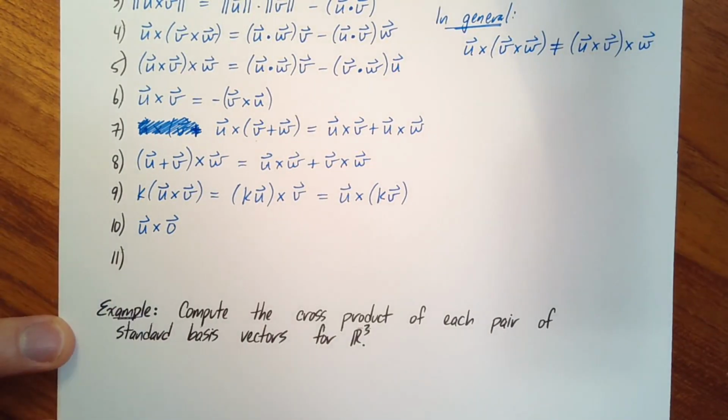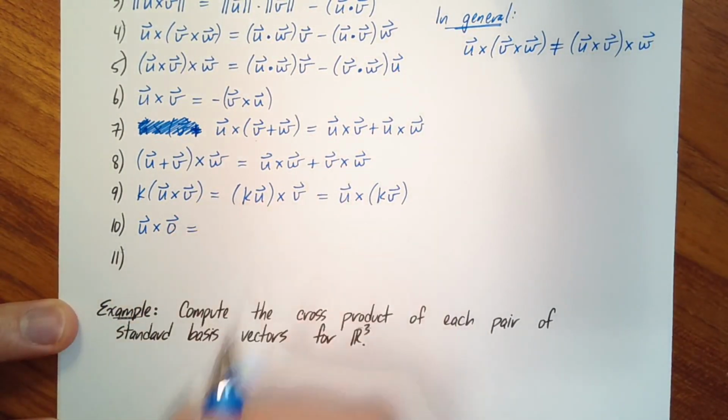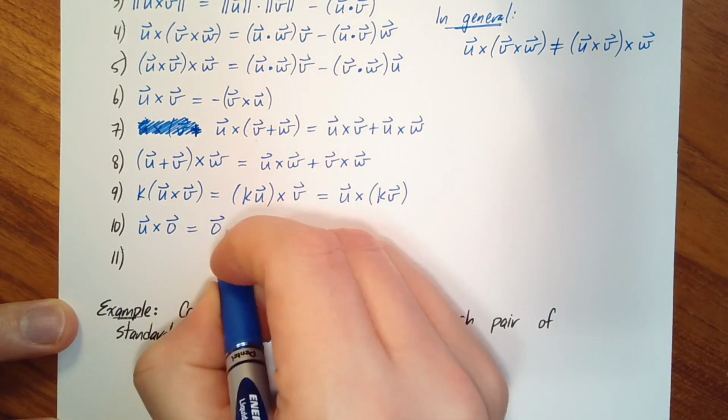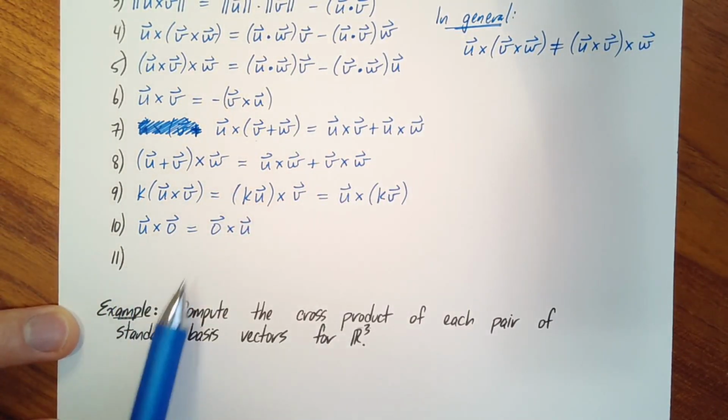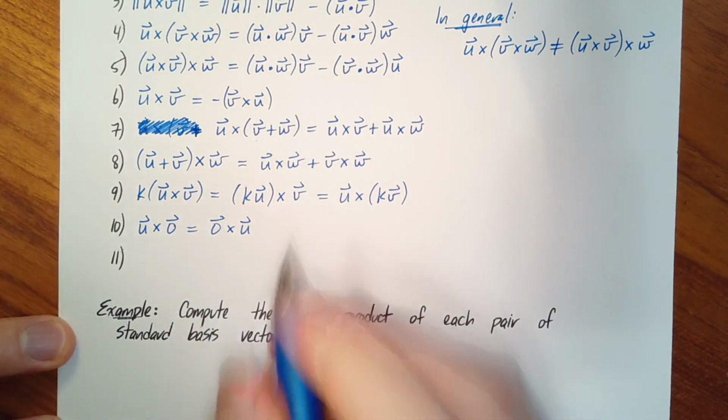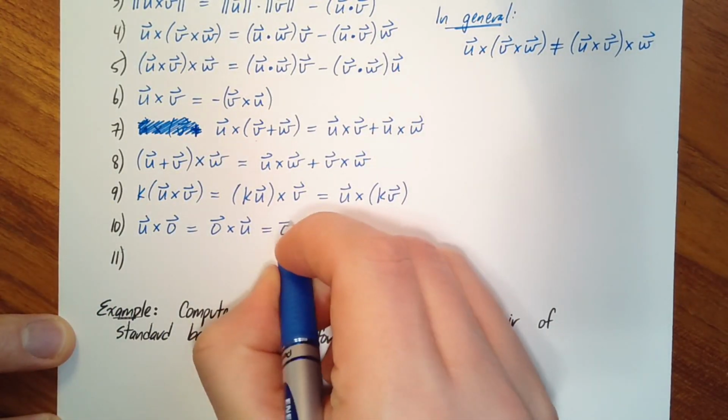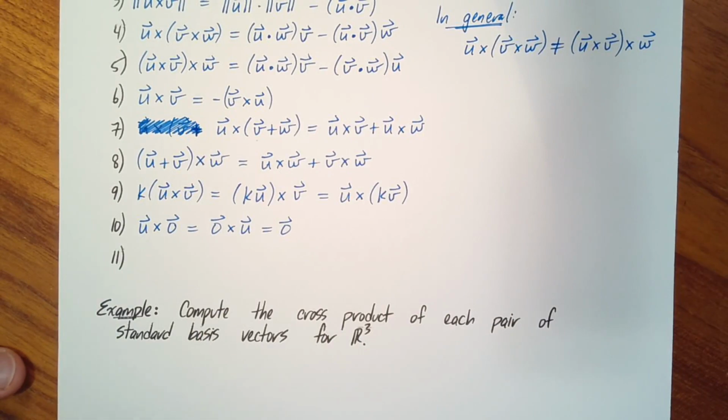So the cross product of u and the 0 vector, or if I do it in the other order, if I go u cross 0 or 0 cross u, in both cases, you just get the 0 vector back as the result.